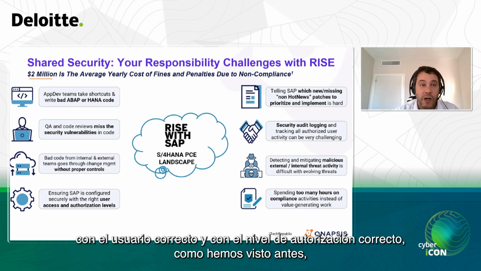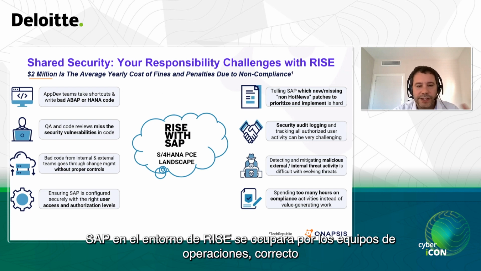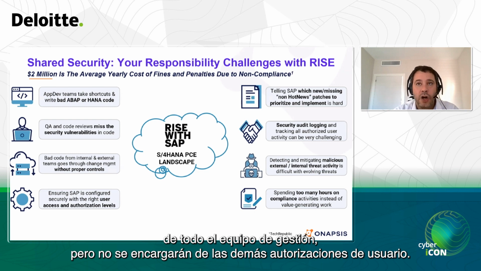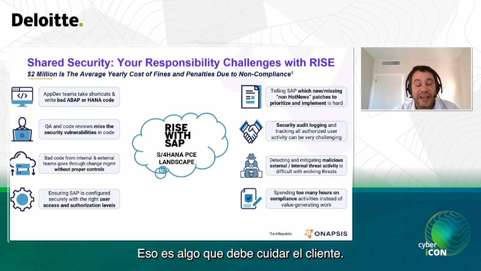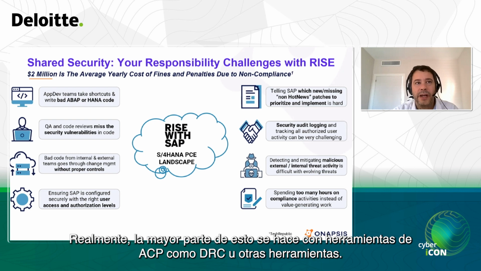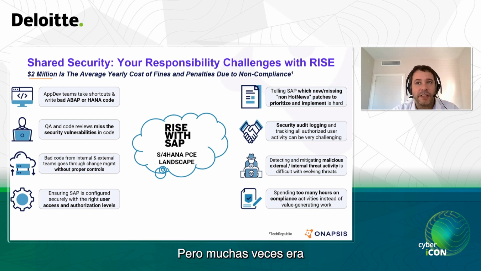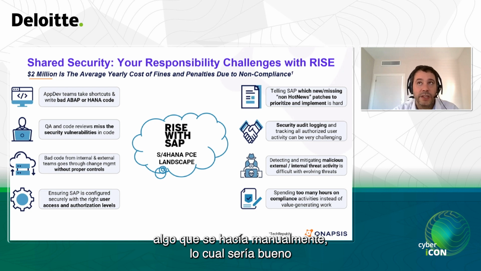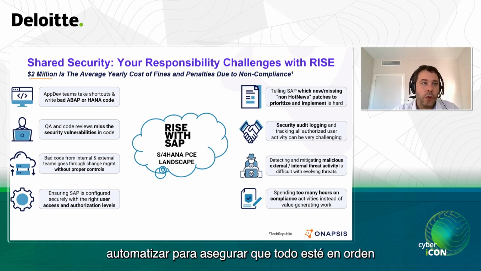As we have seen before, SAP in the RISE environment will take care of the operations team, or the management team, but they will not take care of the other users' authorizations. That's something that needs to be taken care of by the customer. That's something we have been doing for years, really, mostly using SAP tools like GRC or other tools. But a lot of times it was done manually, which is something it would be good to automate to ensure that everything is proper.